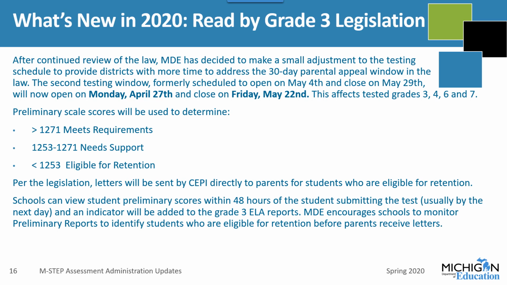Per the legislation, letters will be sent by CEPI directly to parents of students who fall into the eligible for retention category. Schools are able to view the student preliminary scores within 48 hours of the student submitting the test, and usually by the next day. An indicator on the third grade ELA test will show how each student scored. This will be how schools can monitor which students will be eligible for retention before parents receive the letter from CEPI.